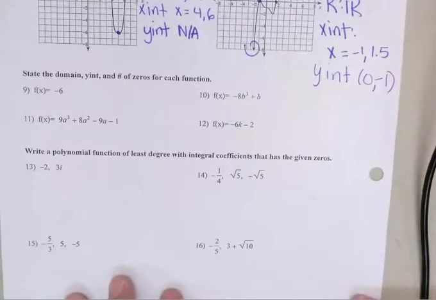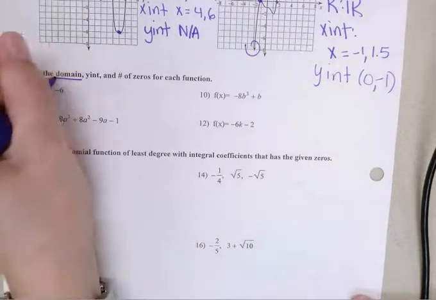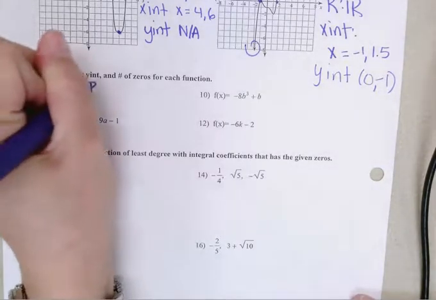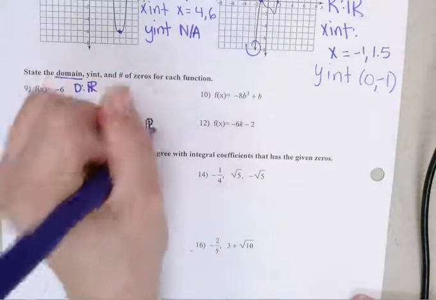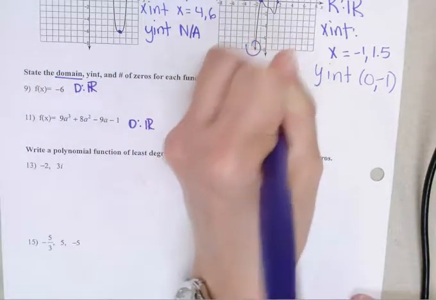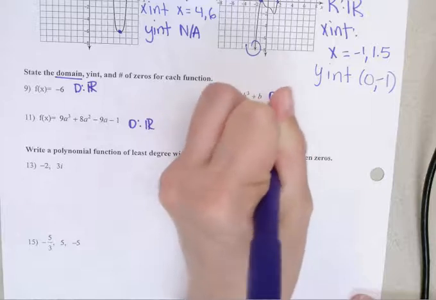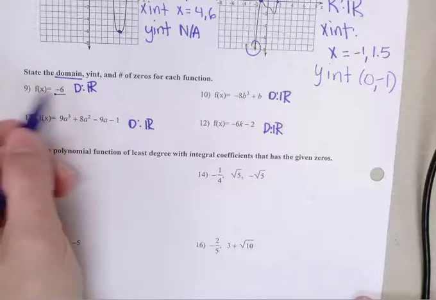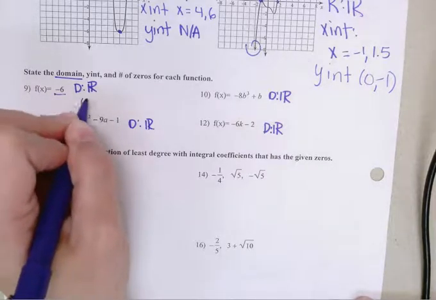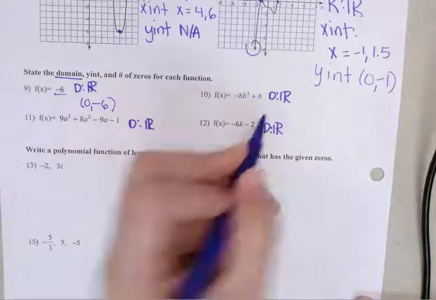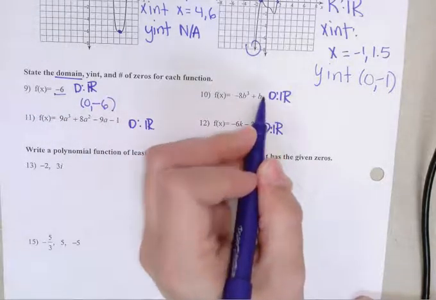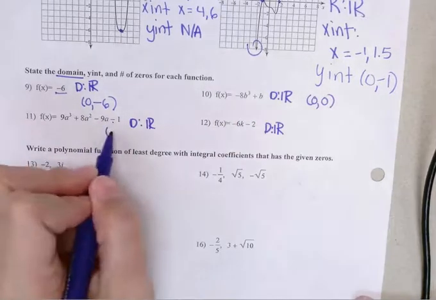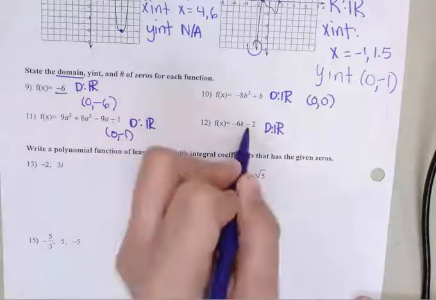Okay, moving on to the next one, asking about the domain. Well, again, the domain for any polynomial is all real numbers. So if you want to go ahead and write that, you can. Okay, then the y-intercept is the constant that's on the end. Well, this is a constant, so the y-intercept is going to be 0, -6. Here, there's not a constant, so it would have to be 0, so 0, 0. And here it would be -1. And here it would be -2.